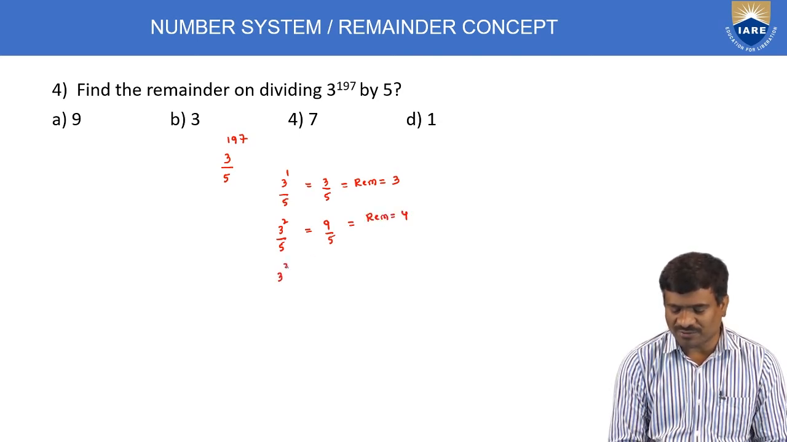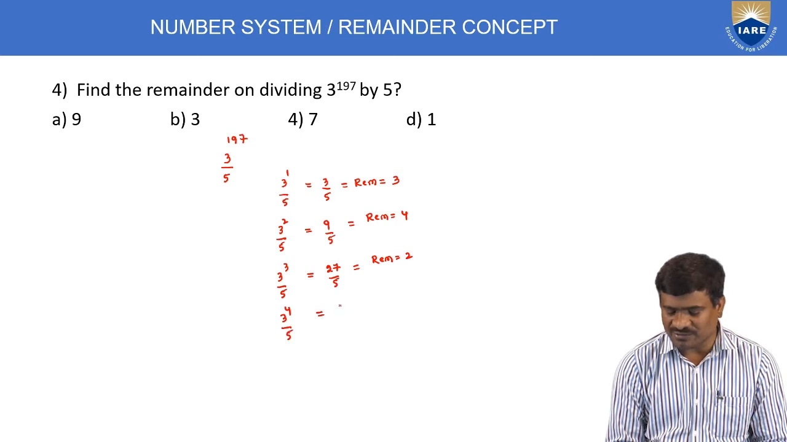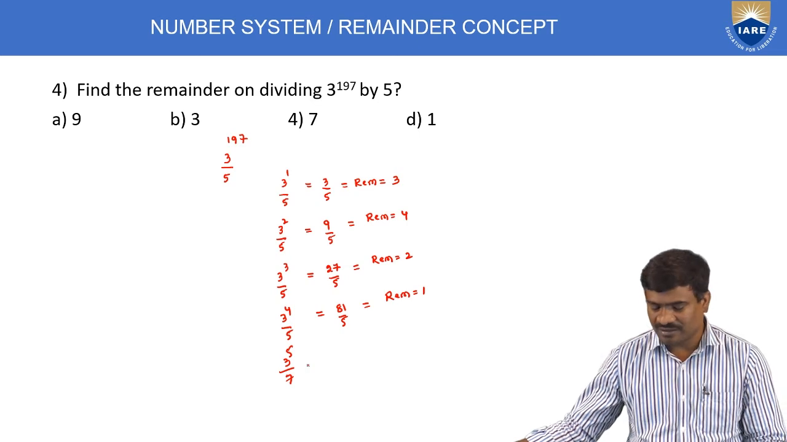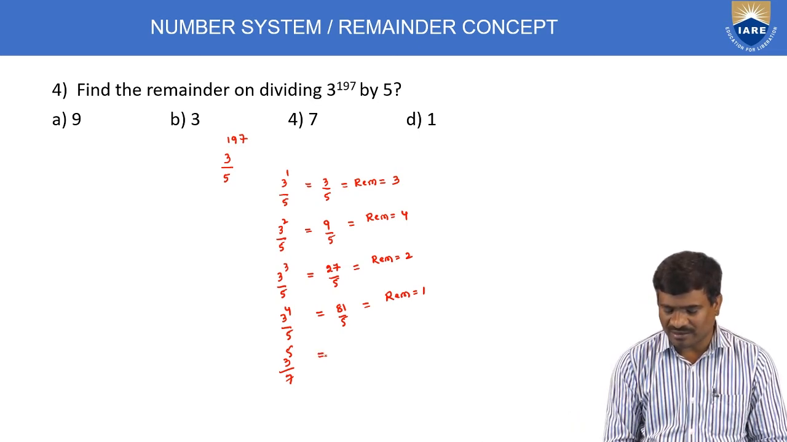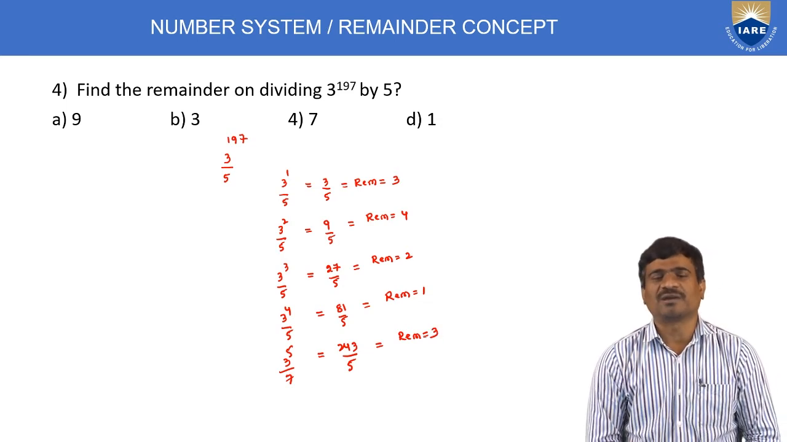Next, 3 to the power of 3 by 5 is equal to 27 by 5, remainder 2. Next, 3 to the power of 4 is 81, divided by 5, remainder 1. Similarly, 3 to the power of 5 is 243, divided by 5, remainder 3. Stop here.